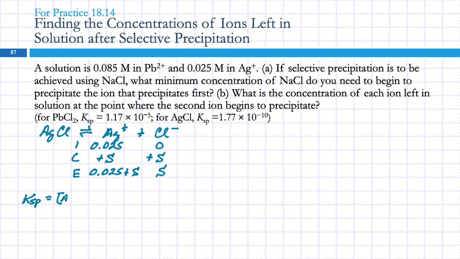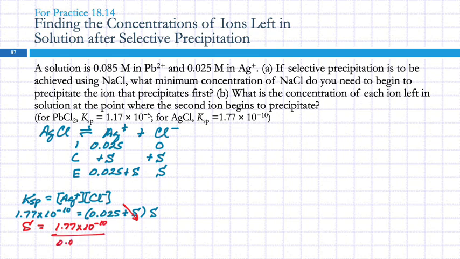So KSP is equal to silver ion concentration times the chloride ion concentration. For silver chloride, we have 1.77 times 10 to the minus 10, and that's going to be equal to 0.025 plus S times S. So let's try S is small. Then S will be 1.77 times 10 to the minus 10 divided by 0.025. So that is pretty small compared to 0.025. I don't think we need to check that one.